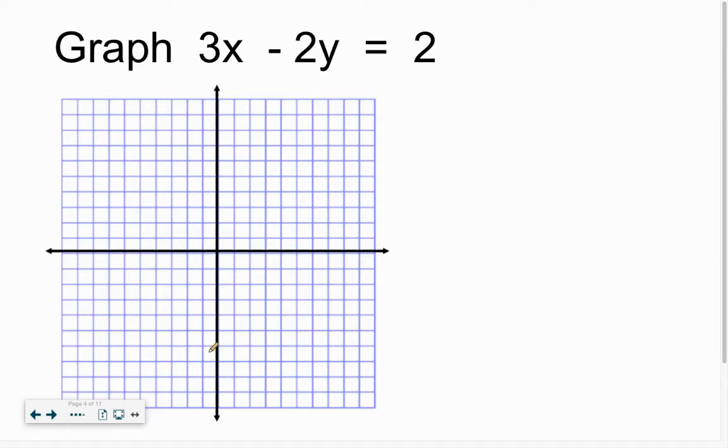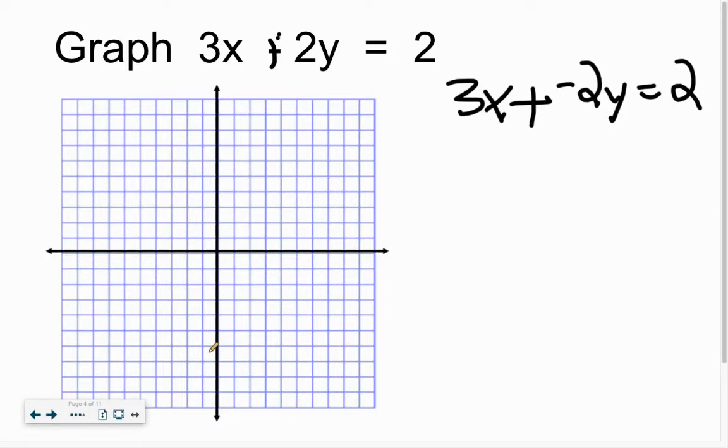Here it is. Graph 3x minus 2y equals 2. What I'm going to do, I'm going to rewrite that over here where I have a little bit more room to do my work. You, on your assignment, you're going to write down the original equation. So that's going to be 3x, and I'm going to switch that to adding the opposite. So I'm going to make sure that's a negative 2y equals 2.